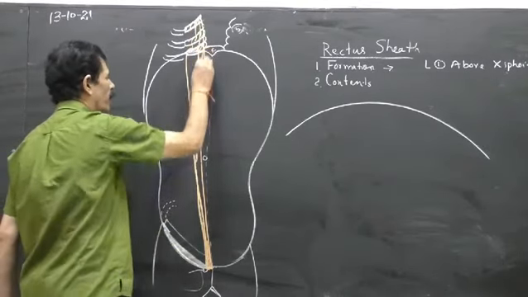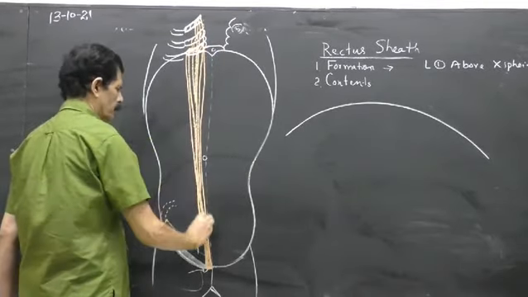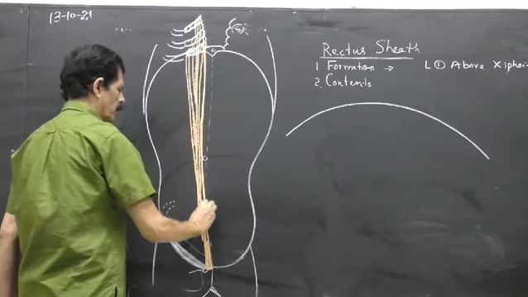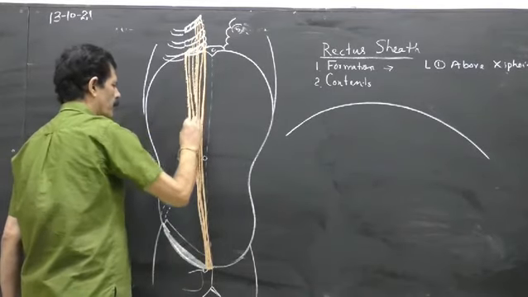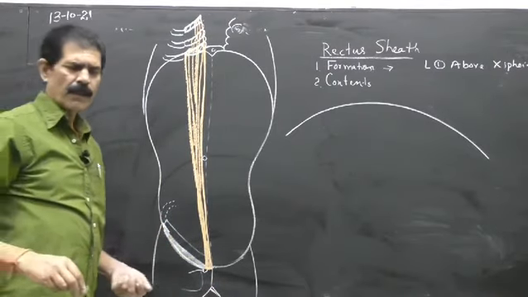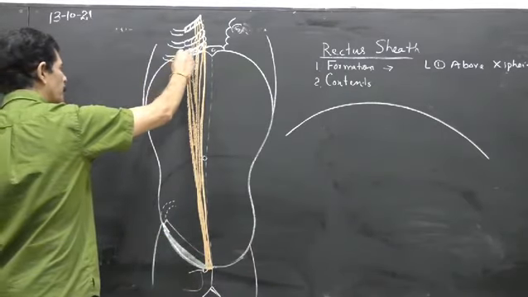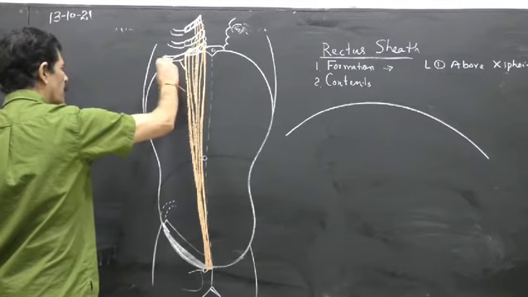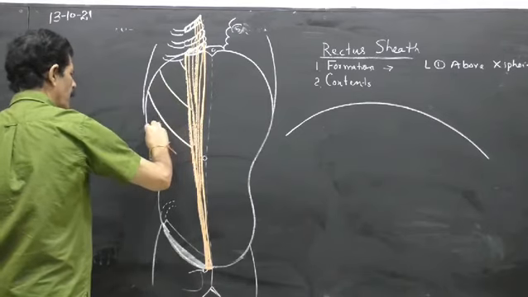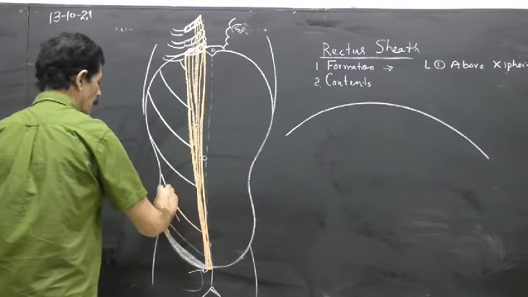Rectus abdominis is covered by the rectus sheath. The medial border of the muscle, and this is the lateral border. And we have seen that the nerve supply of this muscle enters from the lateral side: T7, T8, T9, T10, T11 and T12.